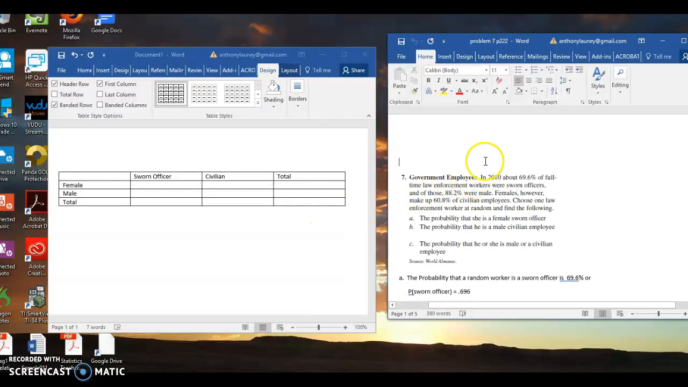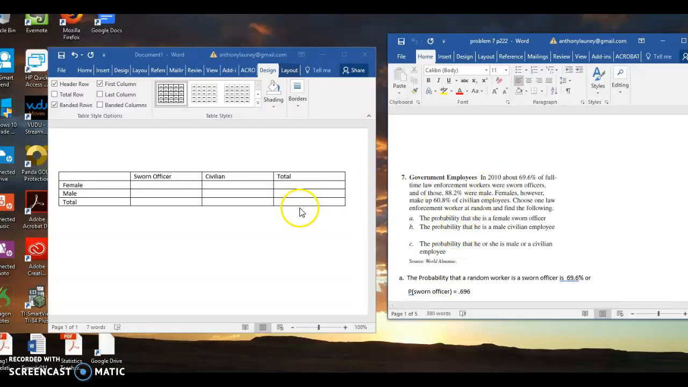So this problem says in 2010, about 69.6% of the full-time law enforcement workers were sworn officers, and of those, 88.2% were male. Females, however, make up 60.8% of civilian employees. Choose one law enforcement worker at random and find the following. And it tells you all these probabilities.